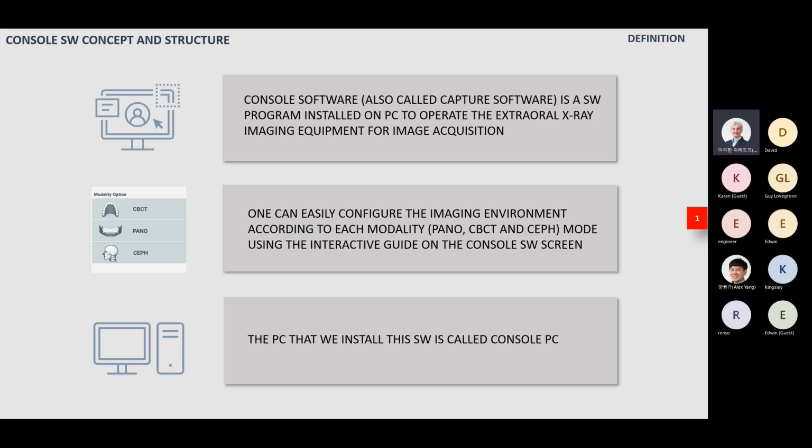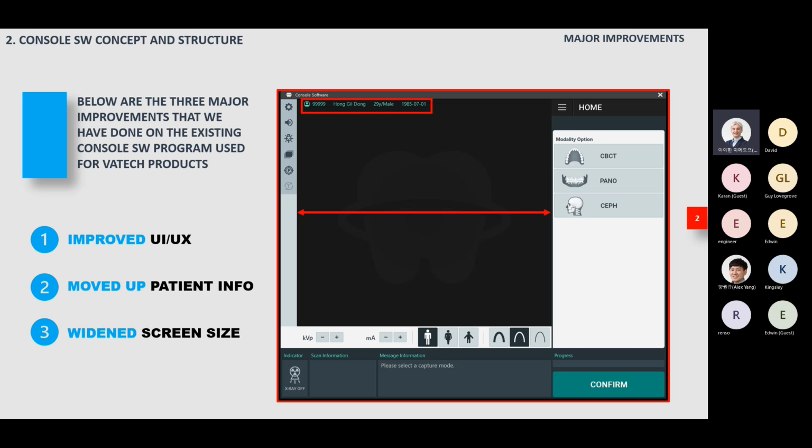It's usually called console software, but sometimes you can also hear our staff using capture software. So it's the same thing. You use the software in order to capture an image, all right? So it's either console software or capture software. You can use this to operate VATECH products or any other products. Usually the X-ray devices all have their own console software. But what is different about VATECH console software is it's very simple to use, and the UI UX is perfect.